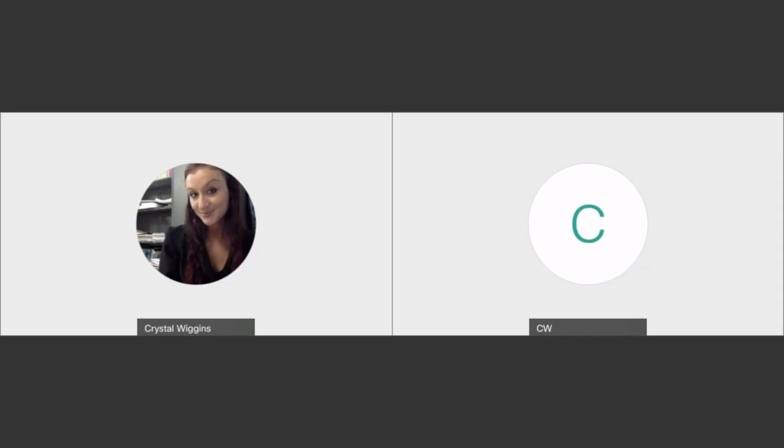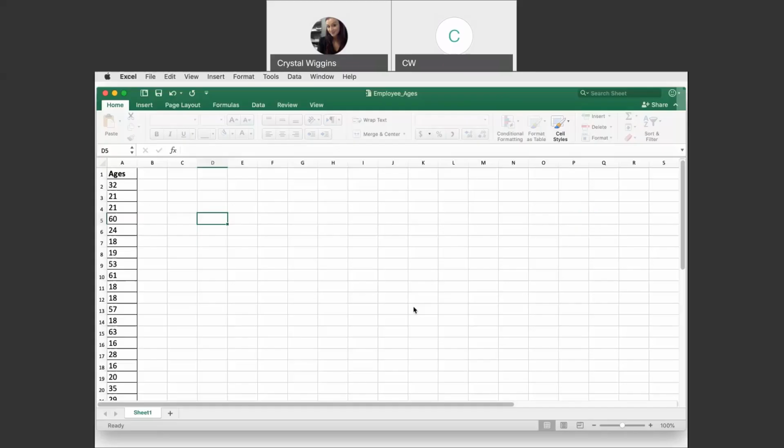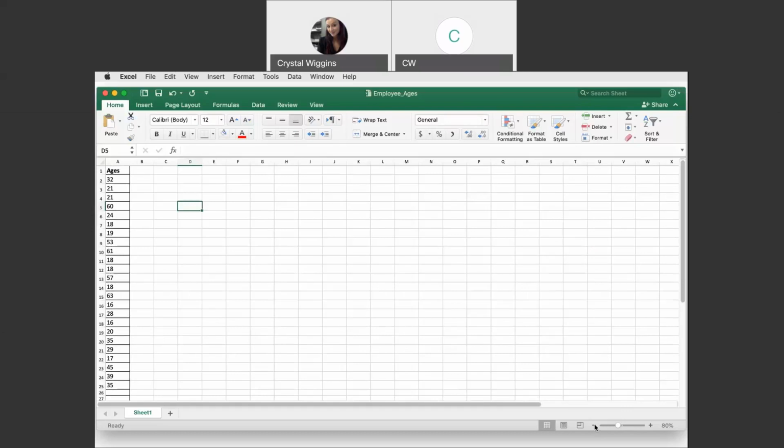So I'm just going to grab a random set. Let's do employee ages, and that's what I'll use in Rguroo as well. And let me share my Excel file. I'm just going to quickly show you how to order a data set quickly in Excel so that it will make your homework hopefully much easier to do.